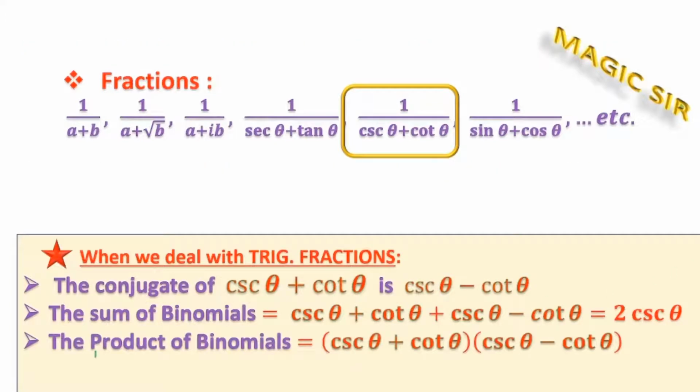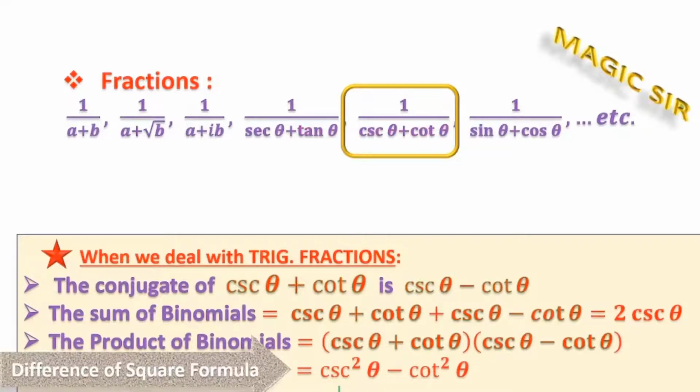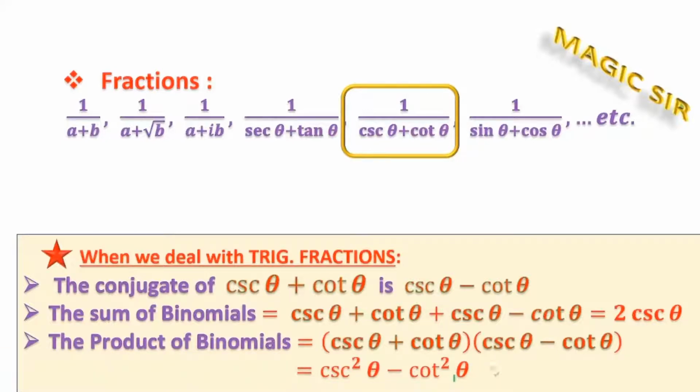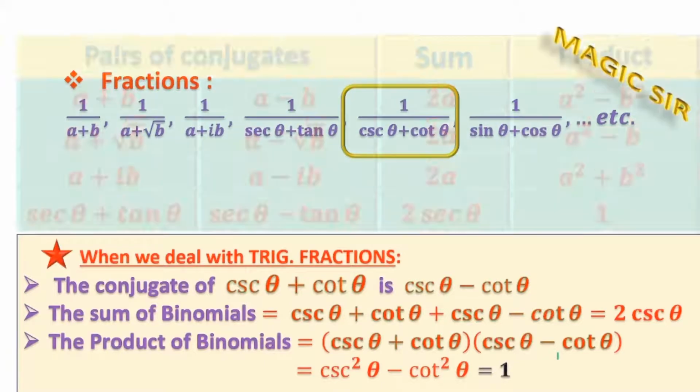The product of binomials is equal to cosec theta plus cot theta into second bracket cosec theta minus cot theta. Using the difference of square formula, we get the product is equal to cosec square theta minus cot square theta. And we know that cosec square theta minus cot square theta is equal to 1.